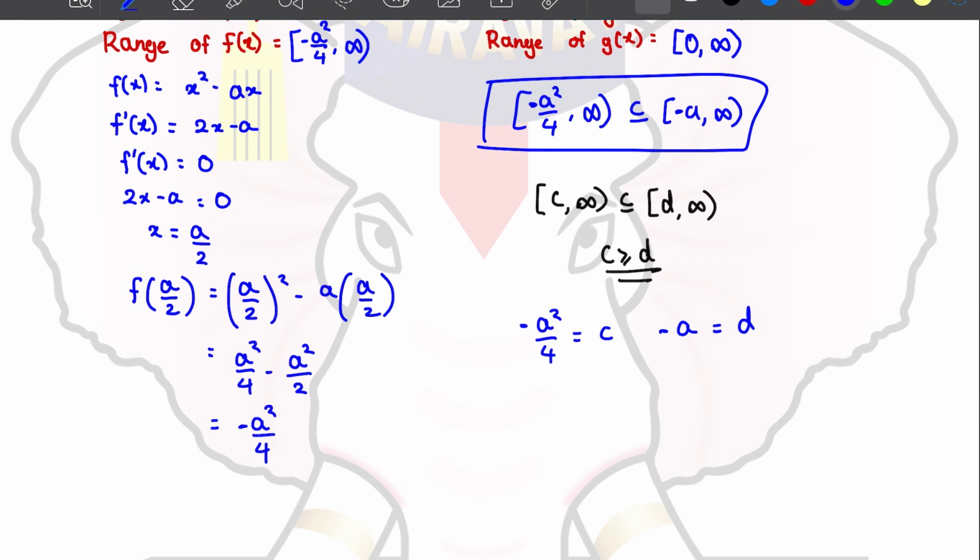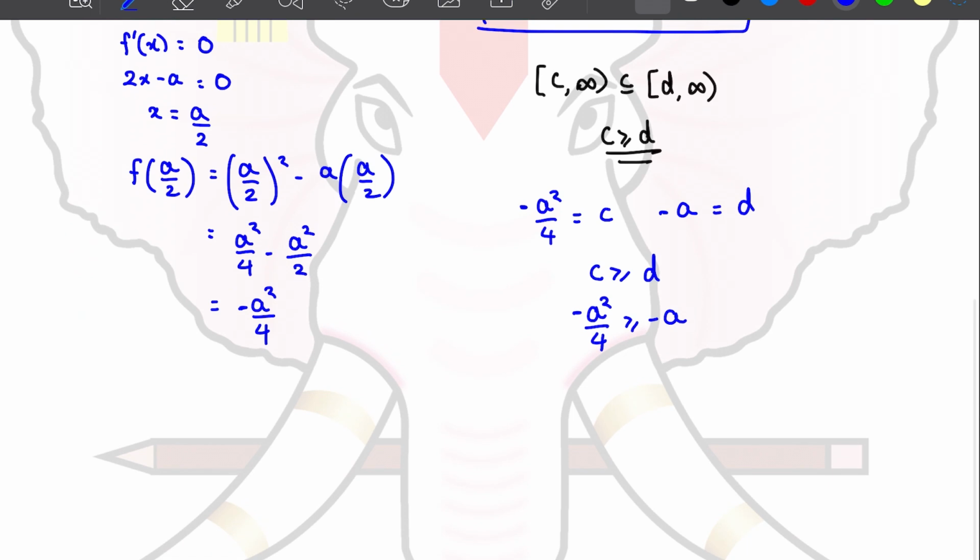Now we can write c is greater than or equal to d as negative a squared over 4 is greater than or equal to negative a. Now if I were to solve this on CAS or any other graphic calculator that your school might use, we get a value of a ranging from 0 to 4, or we can say that 0 is less than or equal to a, less than or equal to 4.